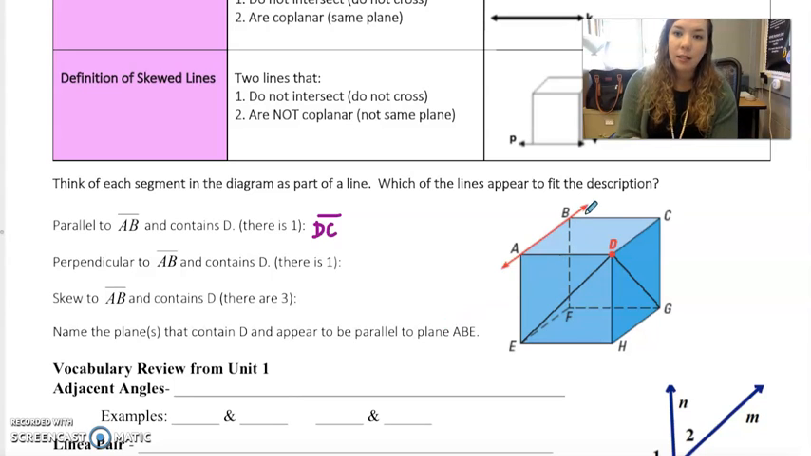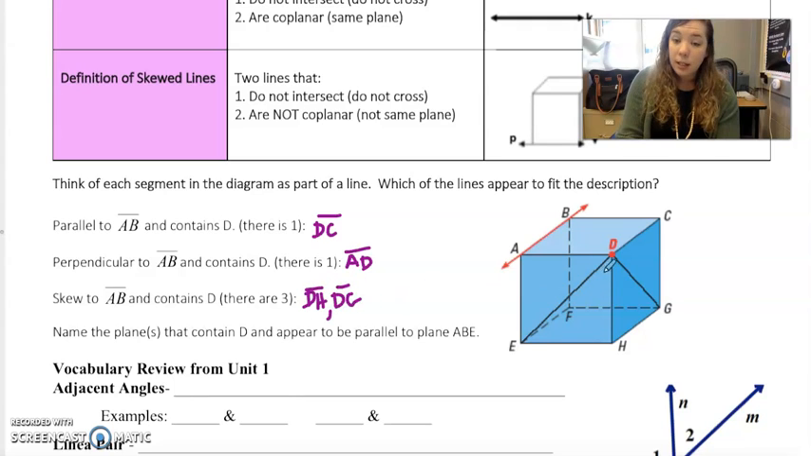Perpendicular to AB that contains D, again, we're going to be talking about this plane on the top of our cube here, and it looks like AD would be the one that intersects, that includes D. And of course, you could always name these by flipping your letters as well. Skew to AB and contains D. So that means it has to be in a different plane. So instead of DC, we could do DH or even DG. I'm going to go ahead and put DH, DG, and DE. All of those are on different planes, so they'd be considered skew and contain D.